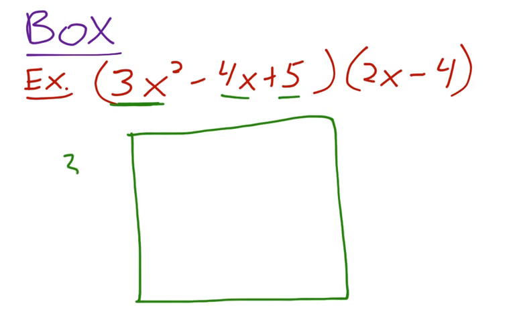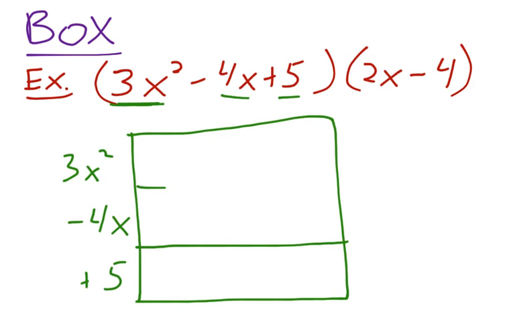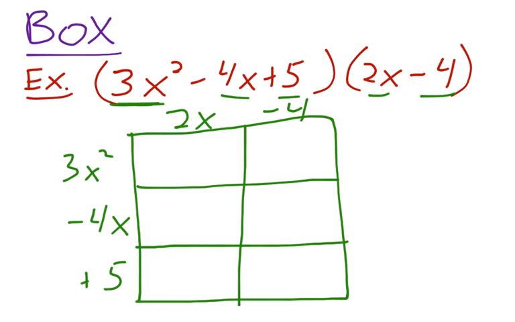So the 3x squared I'm going to put right here. The minus 4x goes right here. And then the positive 5 goes right here. So just break down your terms. Each term gets a row. And then on top, you're going to put the 2x minus 4. So you have two terms there. So I have 2x and minus 4. So I have two columns.